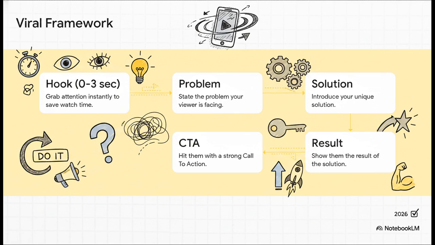Step 2, immediately state the problem your viewer is facing. Step 3, introduce your solution. Step 4, show them the actual result of that solution. And finally, Step 5, hit them with a strong call to action or CTA. This precise structure locks the viewer into a narrative and dramatically increases the odds they watch to the very end.